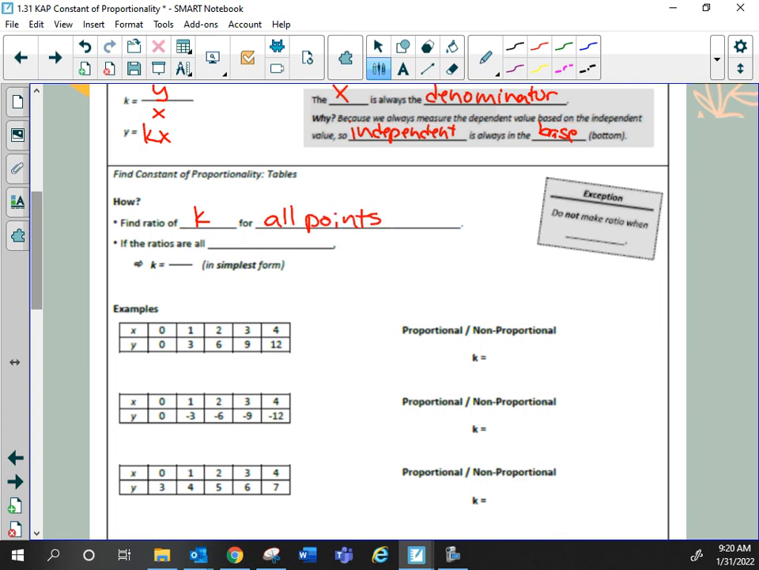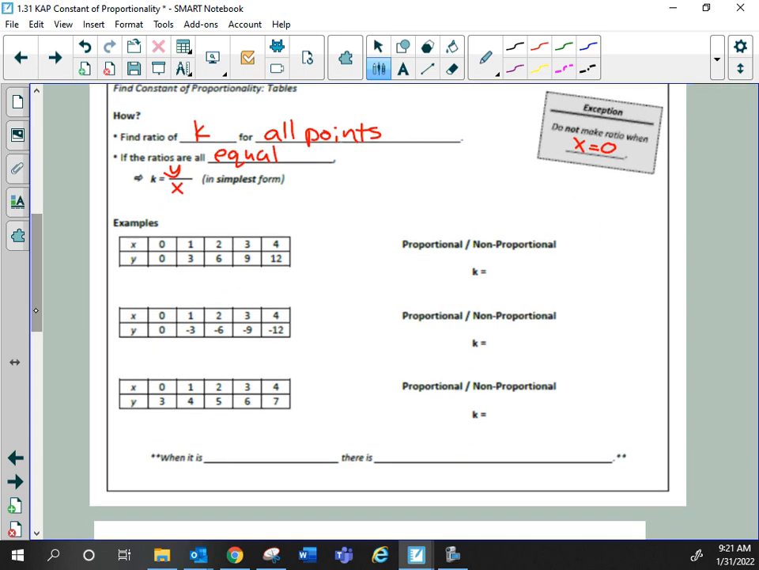We do it for all points except for one. There's one that we never look at because it's always weird, and Mr. Lytle has already said which one. Which one do we never look at? The 0. We do not make a ratio when x equals 0 because zeros are special little potatoes. They have to have it their way. Okay, if the ratios are all equal, then it has a constant of proportionality. So again, k is equal to y over x.